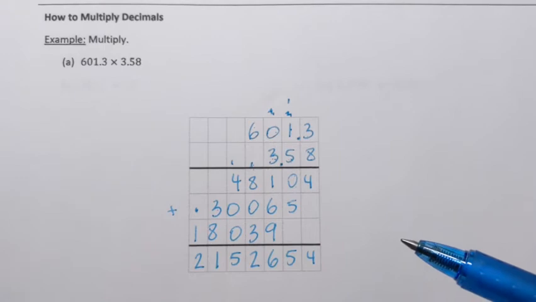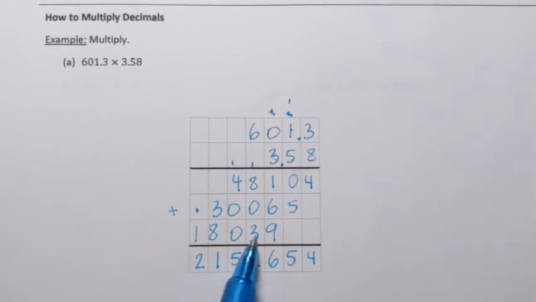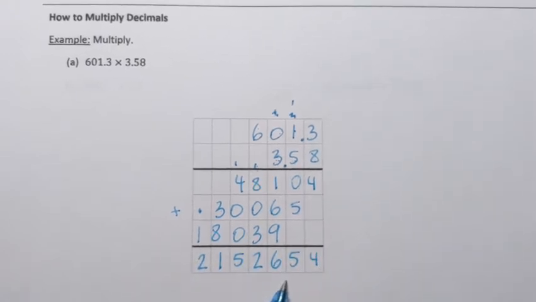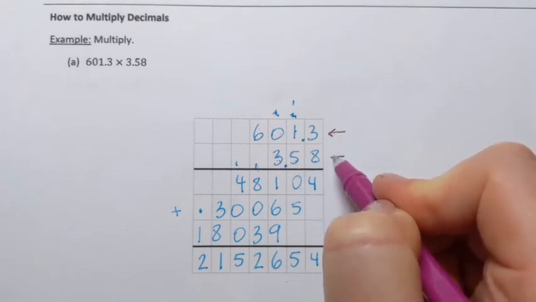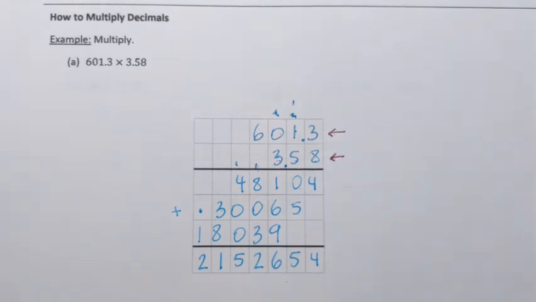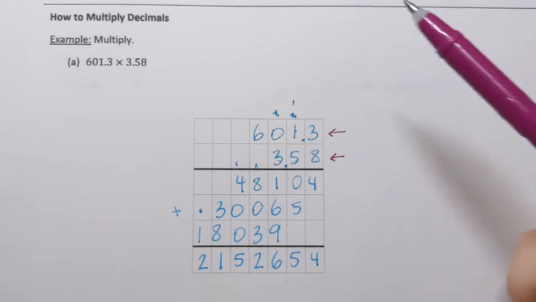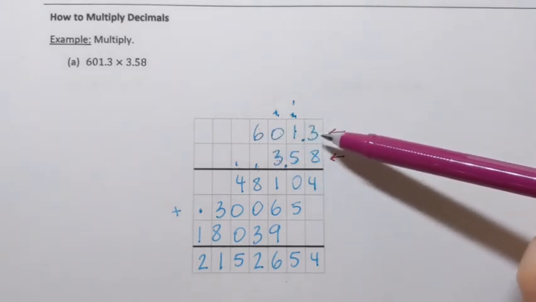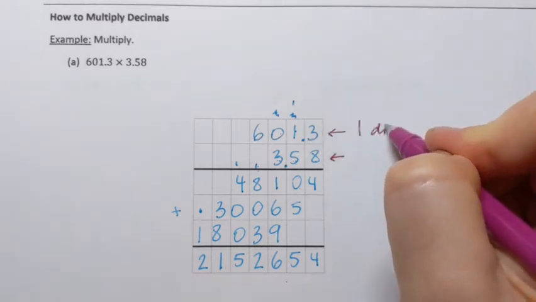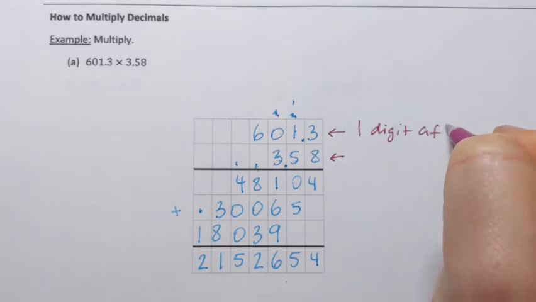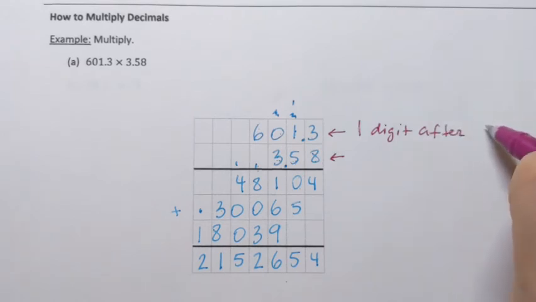Okay, multiplied, added, and now it's time to go back to decimals to remind ourselves that we actually have decimals here. And that means that in the answer, we have to place a decimal point somewhere. Where do we place it? Here is a way to find out. We have to count how many digits after the decimal point we have in each of the original numbers. So in the first number, how many digits do I have after the decimal point? Well, there's only 1. I'm going to write that. 1 digit after the point.